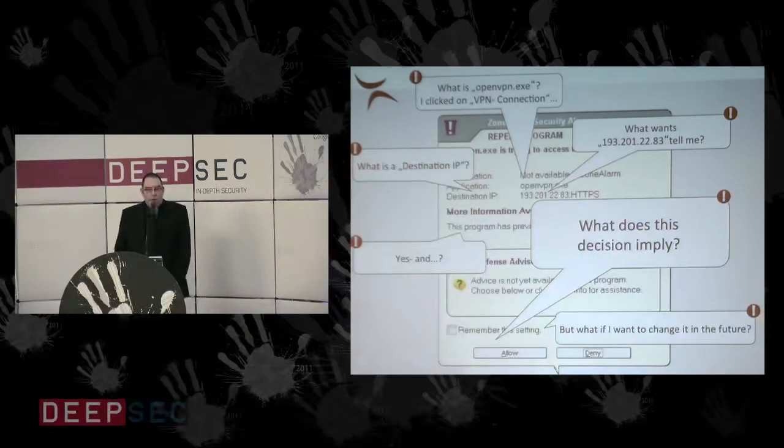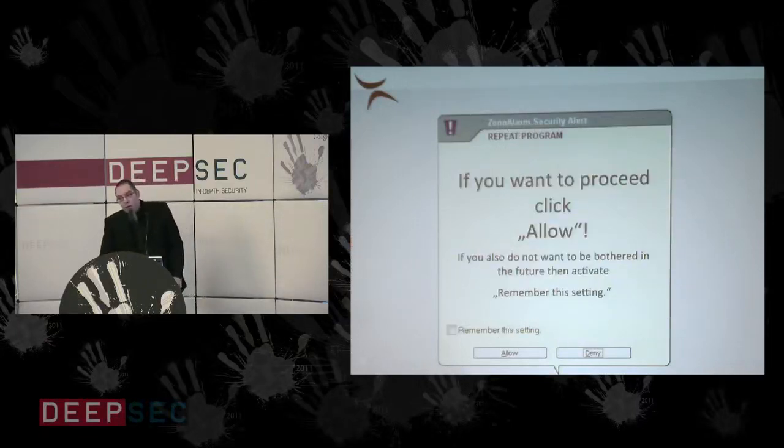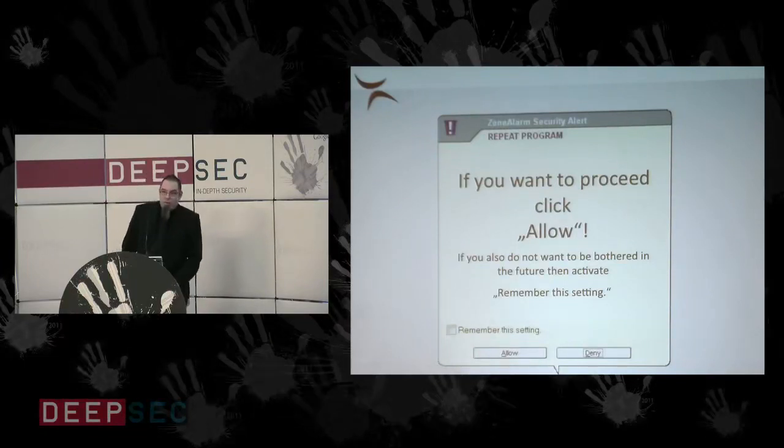We know the human brain is designed to make sense out of things. So the man from the street is not able to answer these questions, but the human brain makes sense of the things it sees. So what it boils down to is, the user interface just tells me, if you want to proceed, click allow. If you also do not want to be bothered in the future, also activate remember this setting. So this is more or less what the user sees. And this is what we should avoid, because as you see, what we have reached is exactly the opposite of what was the goal.